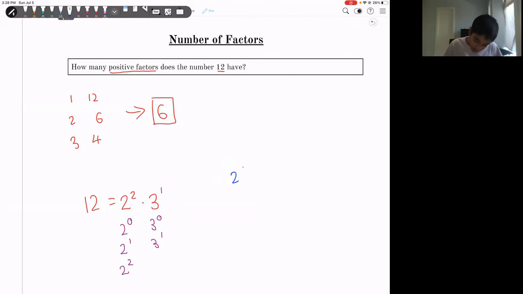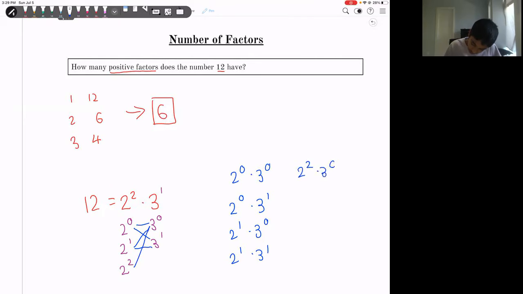So let's see what factors we actually have. One factor is 2 to the 0 times 3 to the 0. Another factor is 2 to the 0 times 3 to the 1. Another factor is 2 to the 1 times 3 to the 0. Another factor is 2 to the 1 times 3 to the 1. And we can also have 2 to the 2 times 3 to the 0, or 2 to the 2 times 3 to the 1. And we get that there are a total of 6 factors, just like earlier.